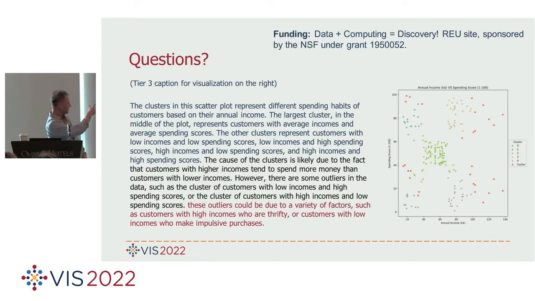So here's some other one that we did on this. This was more of a cluster-oriented visualization, and it describes all this stuff here. And it was on average income over spending score. Okay, and then it talked about lots of things about this, but I really want to highlight this. These outliers could be due to a variety of factors, such as customers with high incomes who are thrifty, or customers with low incomes who make impulsive purchases. I think that's a beautiful sentence, right?